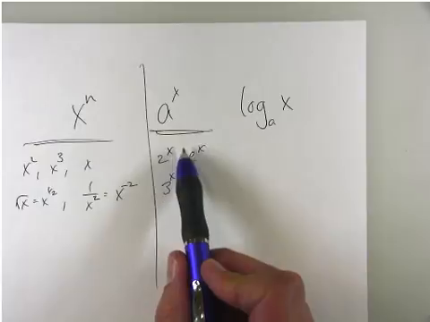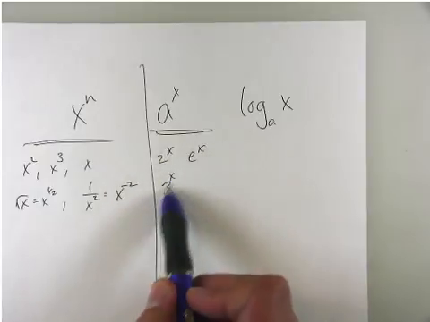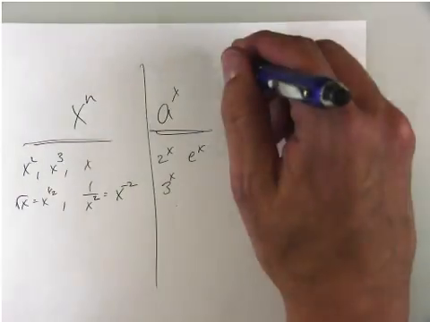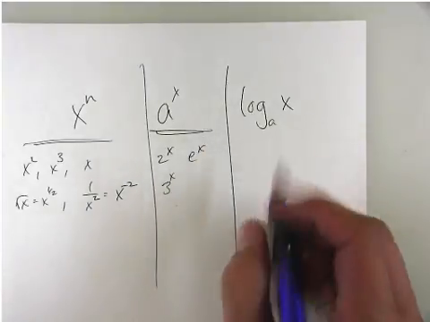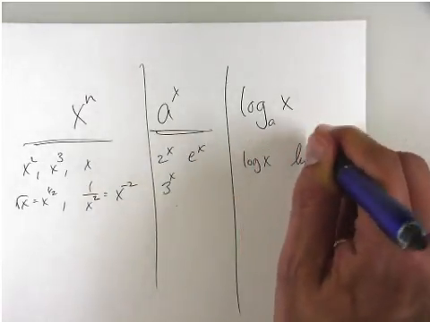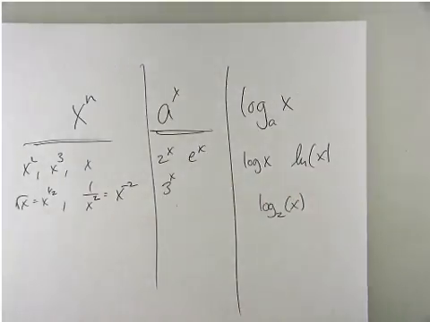Exponential functions, the exponent has the variable. So 2 to the x, e to the x, 3 to the x. You should know how to differentiate these types of functions. And logarithms, things like log of x, natural log of x, log base 2 of x.